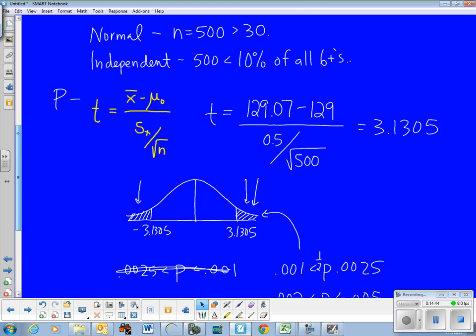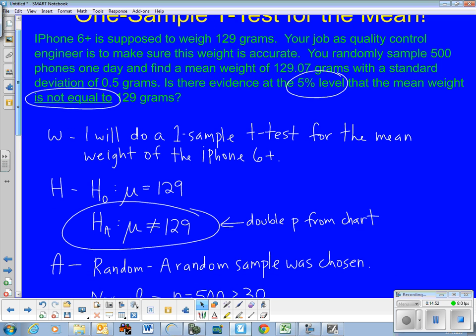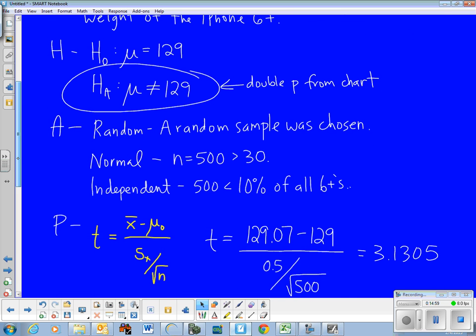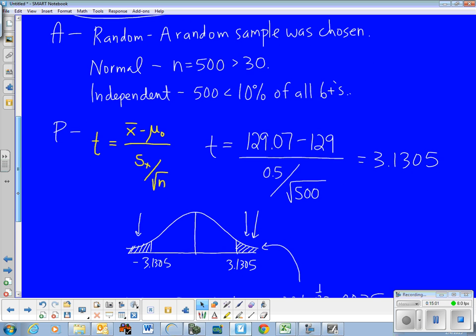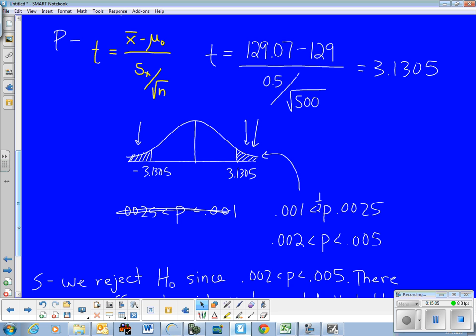Okay, so test for the mean, one sample, WHAPS. We're going to test for the mean weight. Hypotheses: equal to 129, not equal to. Random, normal, independent. Find your test statistic, your t, double the p-value from the chart because it's two-sided, make your conclusion.